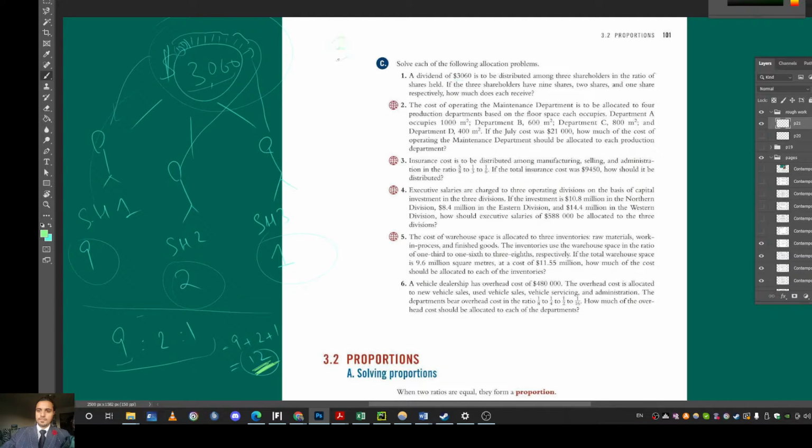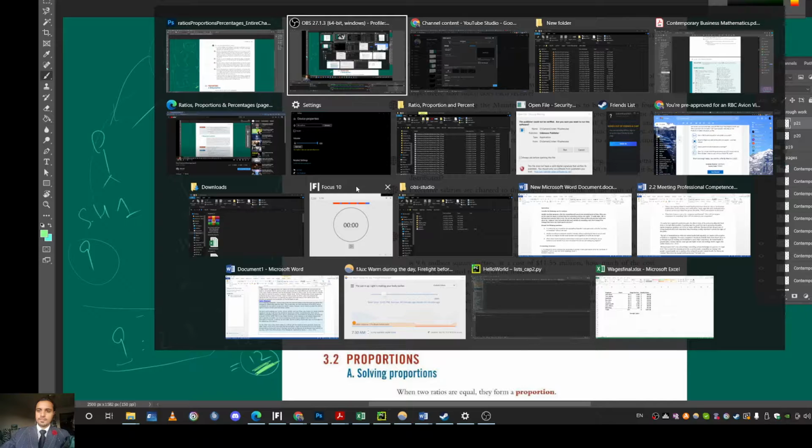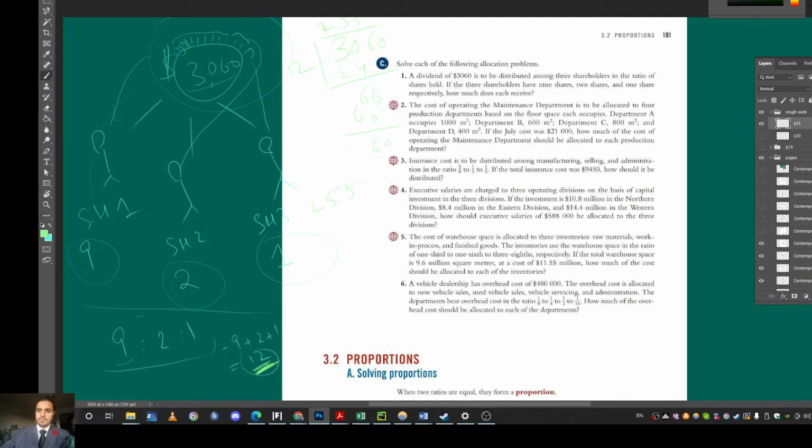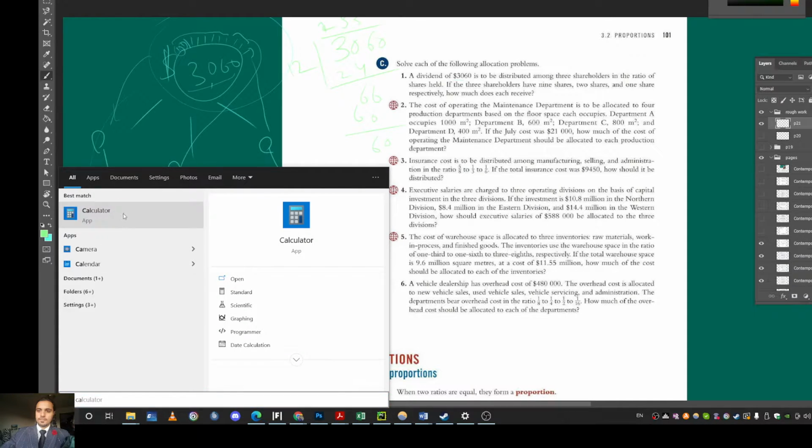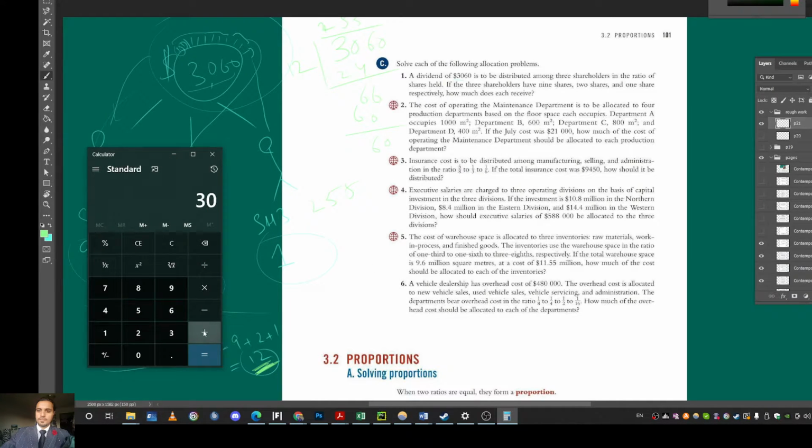So 3,060 divided by 12. Guys, don't write in your book. 12 into 2 is 24, and so on, giving 255. And we'll double check it in our calculator as well. 3060 divided by 12 is 255.